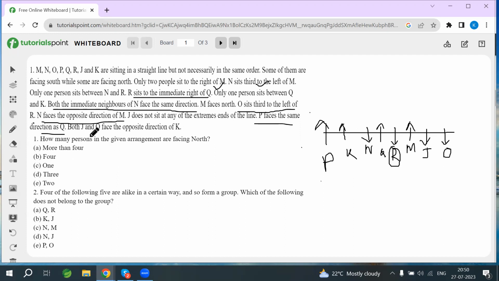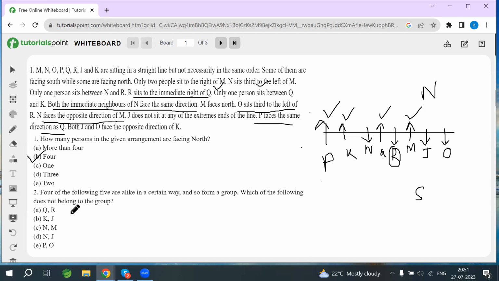Now the question is, how many persons in the given arrangement are facing north? This is north, this is south. So this one, this one, this one, this one. So a total of four.